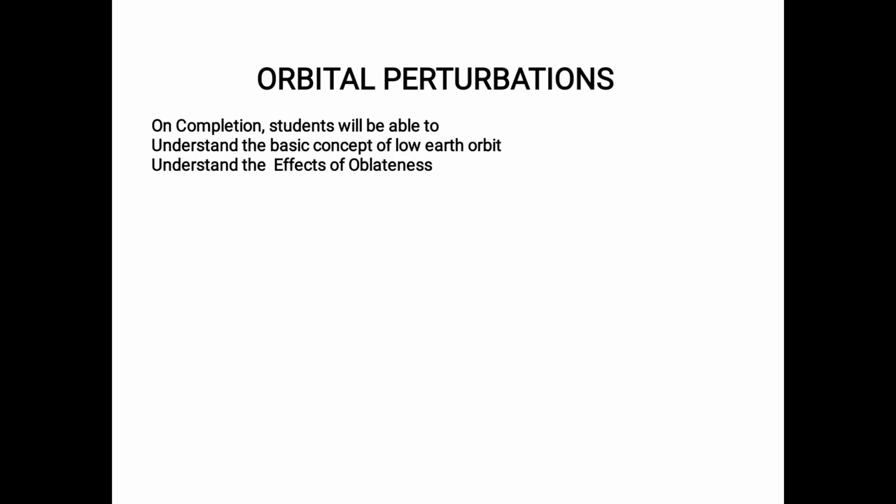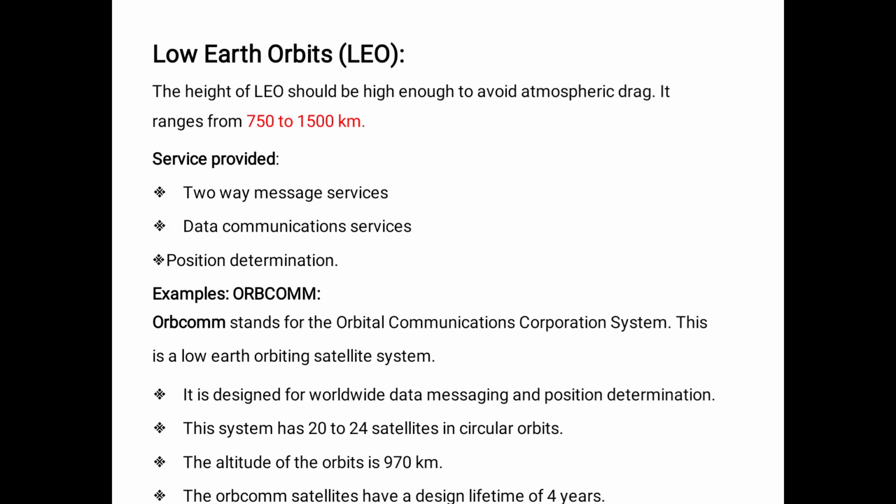Today we are going to see about orbital perturbation. On completion, students will be able to understand the basic concept of low Earth orbit and understand the effect of oblateness. Low Earth orbit: the height of LEO should be high enough to avoid atmospheric drag. It ranges from 750 to 1500 kilometers.